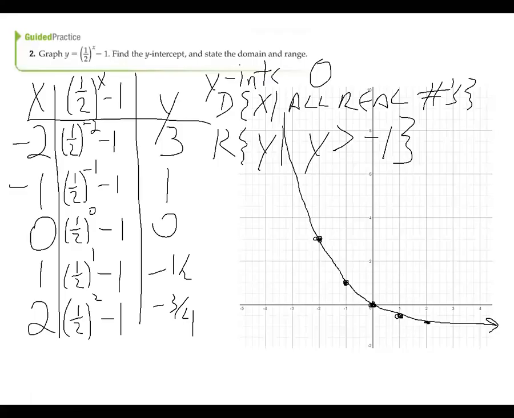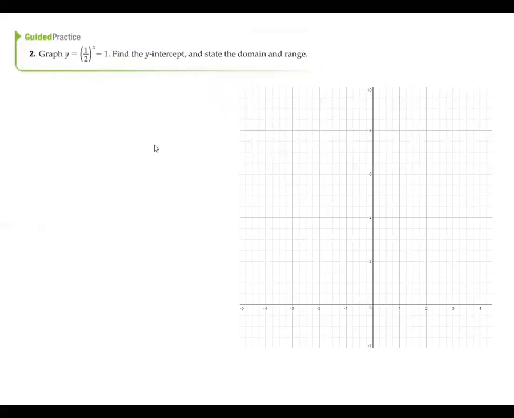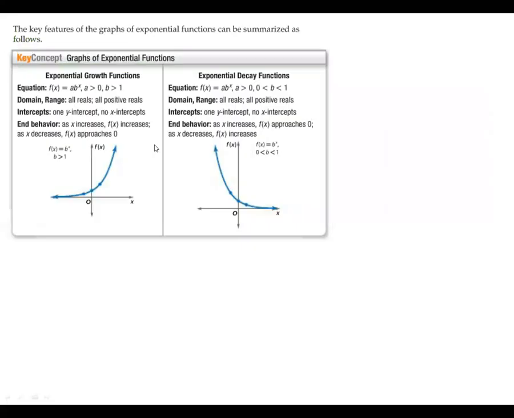Normally exponential functions just level off at 0. They level off at the x-axis. But since you had that minus 1 subtracted from the exponential function, it shifted everything down 1 unit. And now the range is everything greater than negative 1. All right, the key features of the graphs of exponential functions can be summarized as follows.